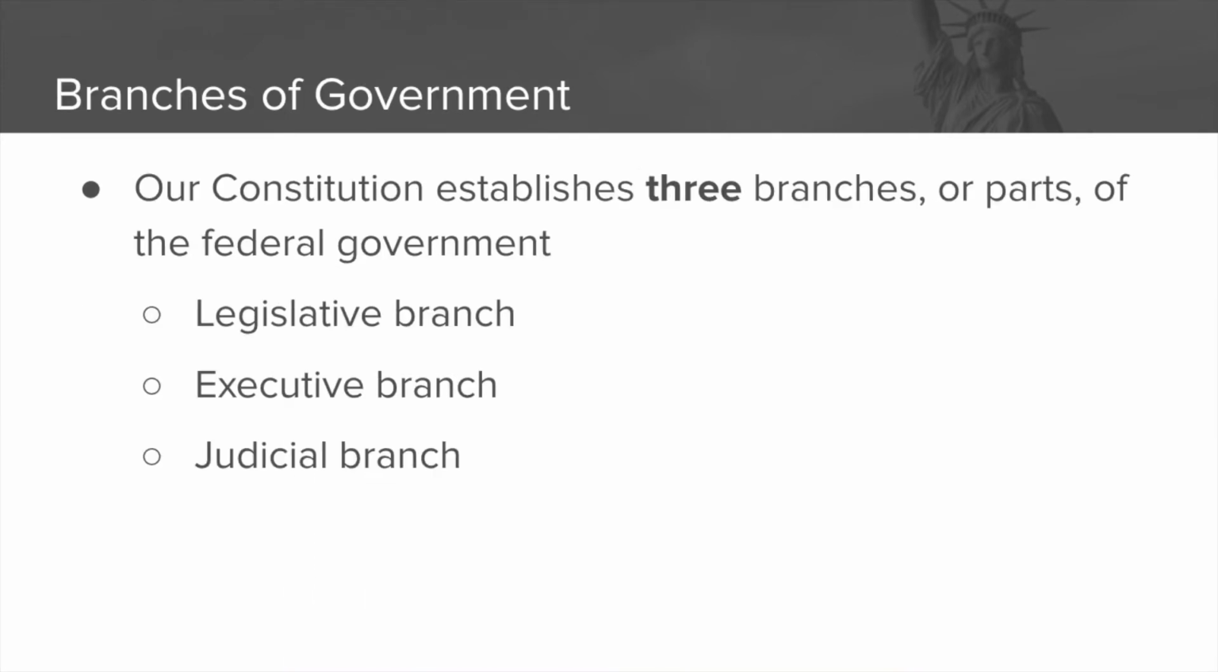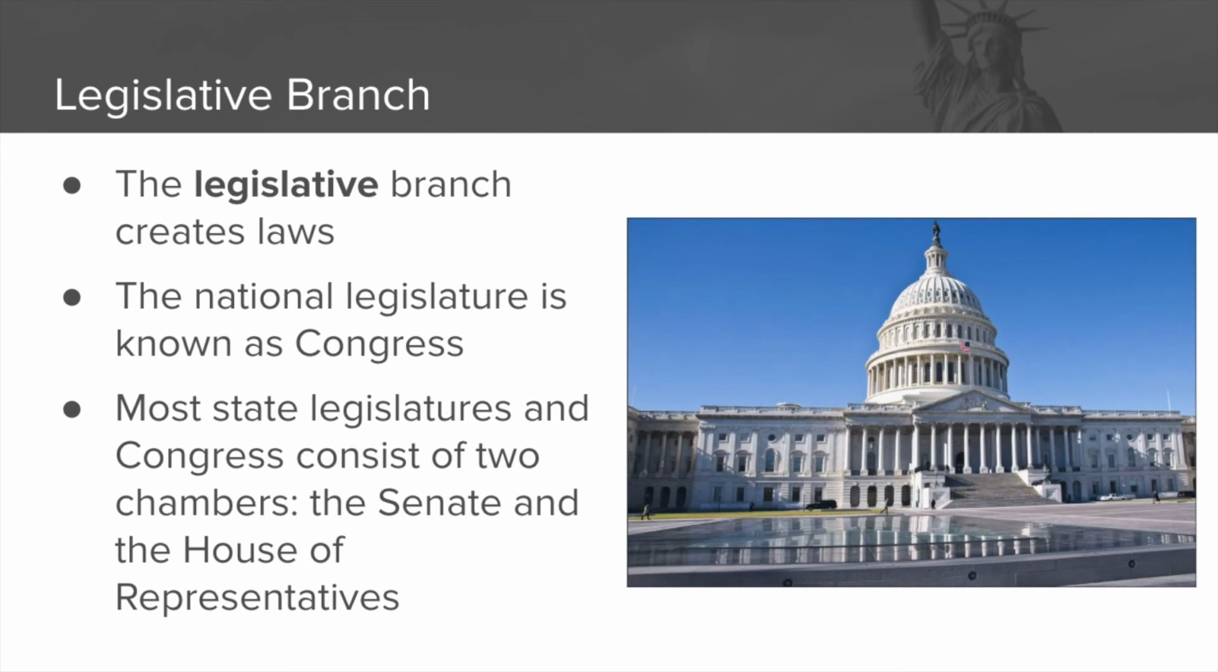So, branches of government. Our Constitution lays out 3 branches or parts of our federal government. These include the legislative branch, the executive branch, and the judicial branch. And we're going to get into a little bit more about each of these branches in just a minute. So the legislative branch creates laws.